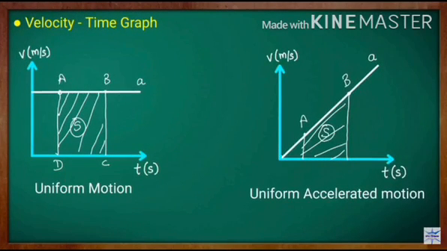Now, velocity time graph. In the first, this is uniform motion. The line is parallel to the x-axis, showing the uniform motion. And the second is uniformly accelerated motion. The line is straight but moving ahead, forming a slope that represents uniformly accelerated motion.